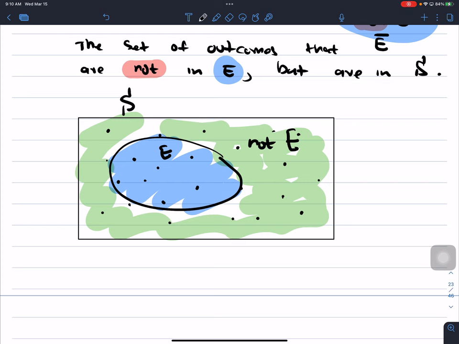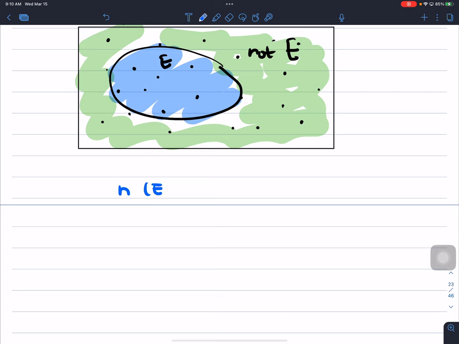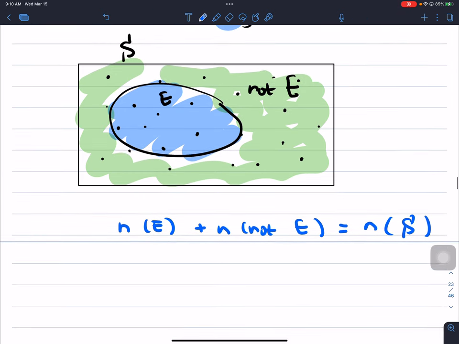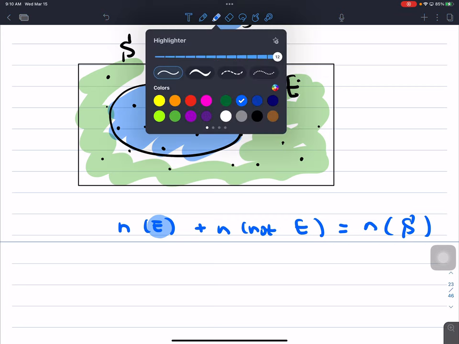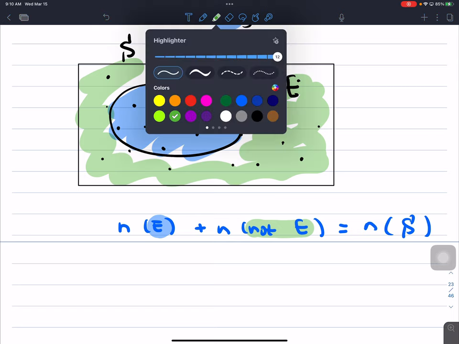I'm going to count. This is all in my sample space. So here's a counting principle. If I count everything that's in E and add everything that's not in E, you know what that equals? Everything in the sample space. Let's say that again. Count everything in E. Count everything that's in the complement, not in E. Doesn't that give you the total in the sample space? Yes.